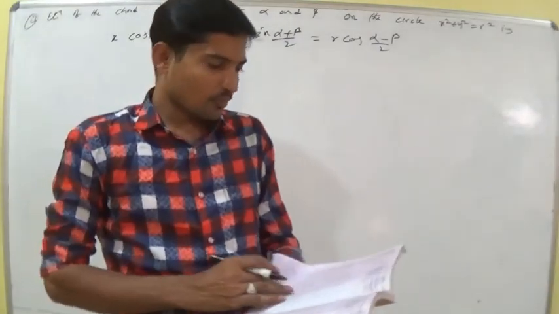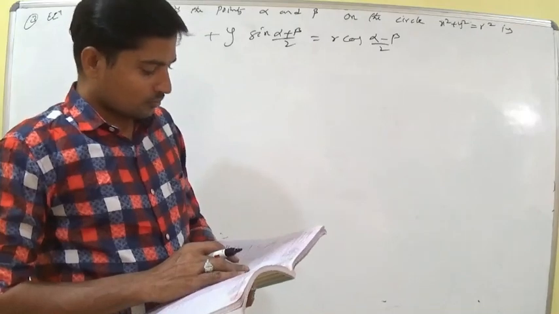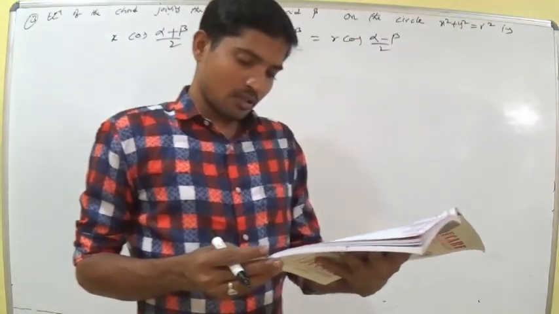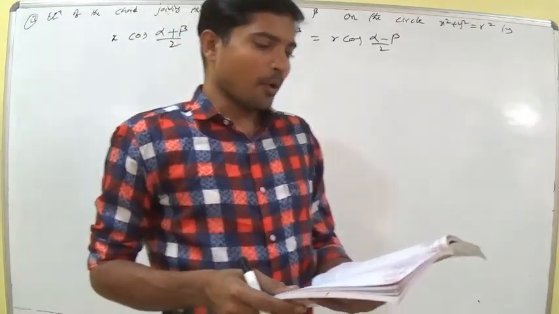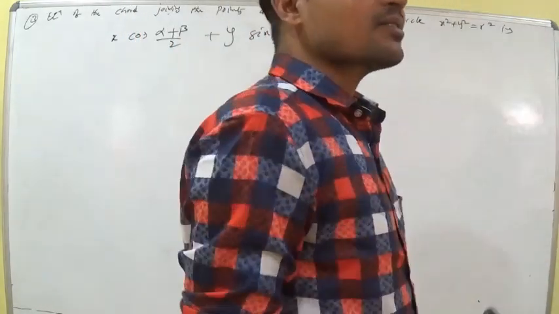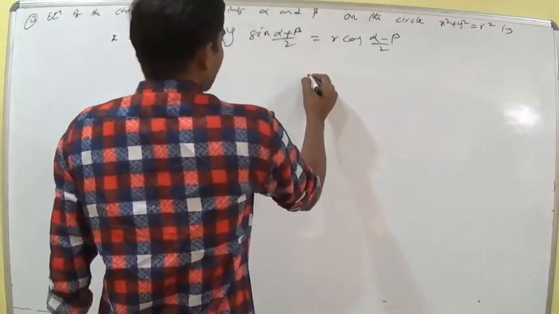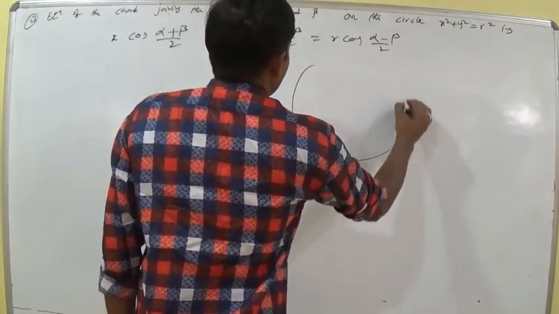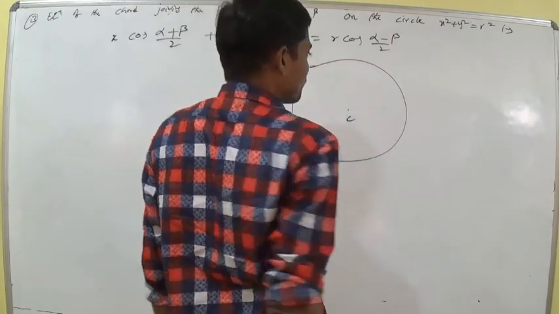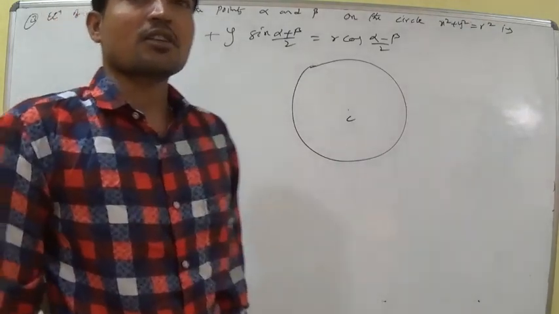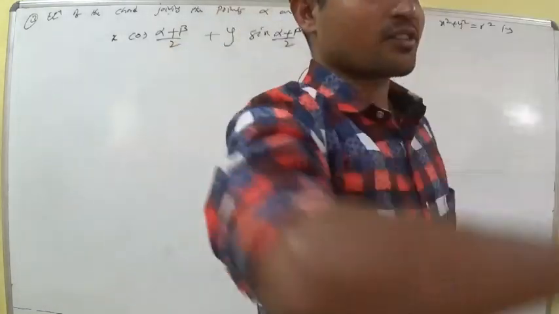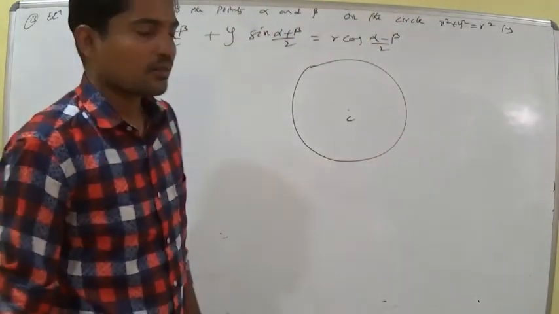Next, here we have to discuss about tangent. First of all, once remember what is called secant. See, a circle with center C, then the line which intersects the circle at two distinct points is called a secant of a circle.